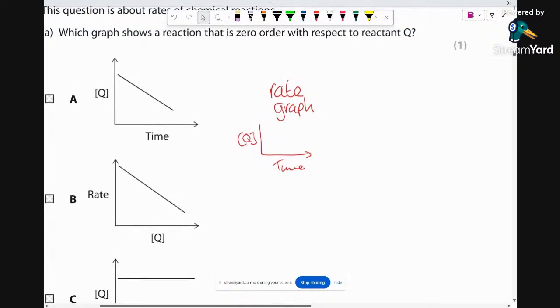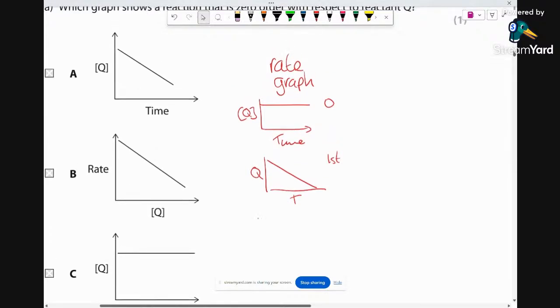We have 3 rate graphs. If the order of Q is 0, it would be flat. If this one was T and Q, this is 0 order. If it was first order, it would do this. If it was second order, it would do that. Yeah, so that's 0, first and second.